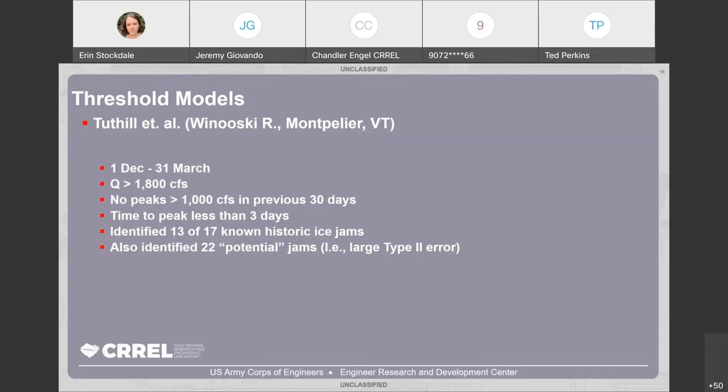And using this method, they were able to identify 13 out of 17 known historical jams. Also, there was an identification of 22 potential jams, which it's not clear if those are actually jams or not. So it can be a little bit difficult to evaluate the performance of these models, especially when data is sparse.